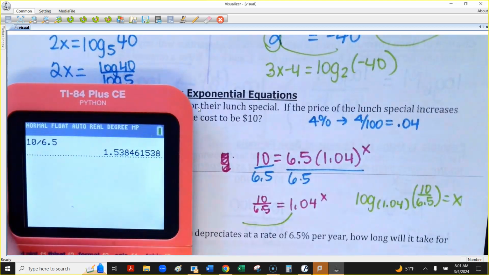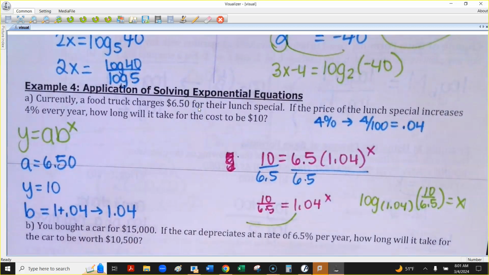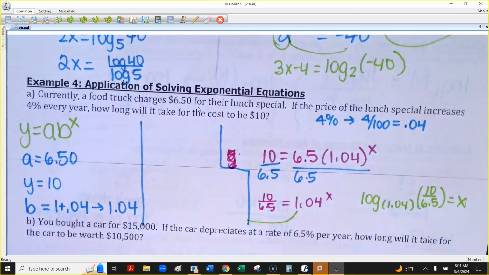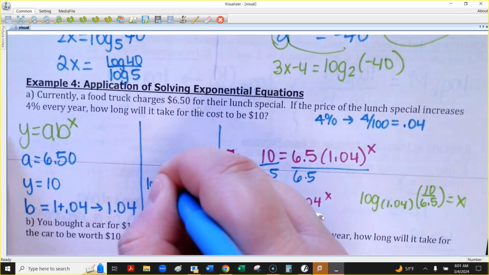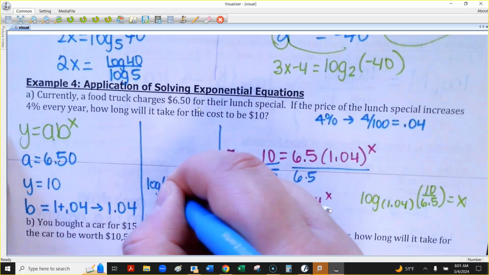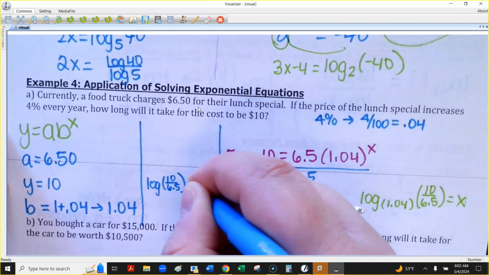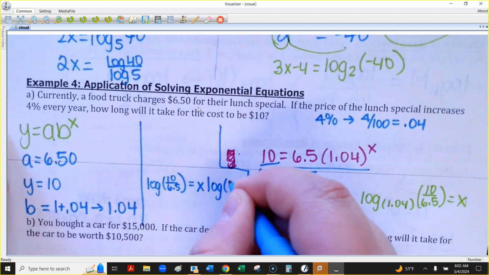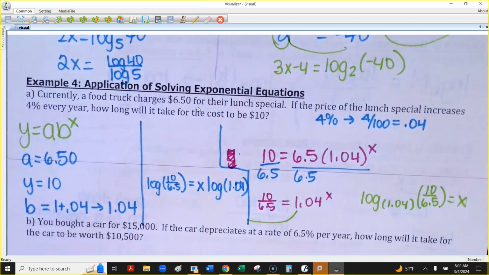If you prefer what I did on the front, oh my gosh, I didn't leave enough space. If you took the log of both sides, you'd have it like this, log of 10 divided by 6.5. That exponent would come down using your log properties, and then you would divide by the log of 1.04. So whichever method you like better.